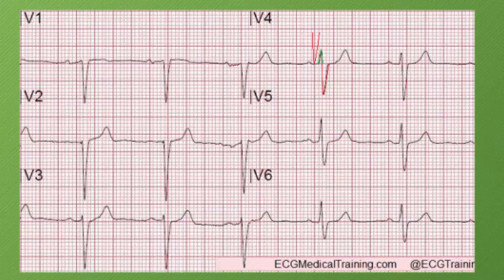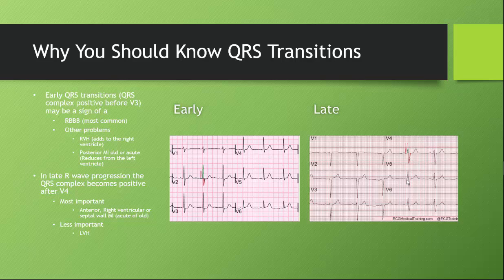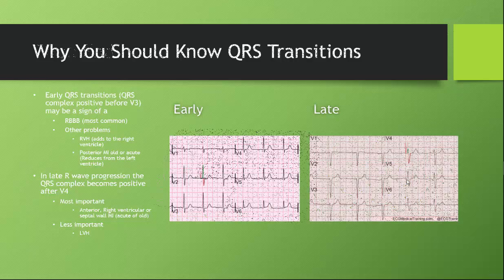So again, I measured here. You see the negative QRS is taken against the positive QRS, and it is still negative in V4. V5 looks pretty neutral. You might have to take the area under the QRS to figure that out. But what a late QRS transition or late R-wave progression might reveal is an anterior, right ventricular, or septal wall MI. But again, you can't differentiate just by looking at this if it's an acute or an old MI. And then maybe a little less important than figuring out if it's an MI, it might reveal LVH.